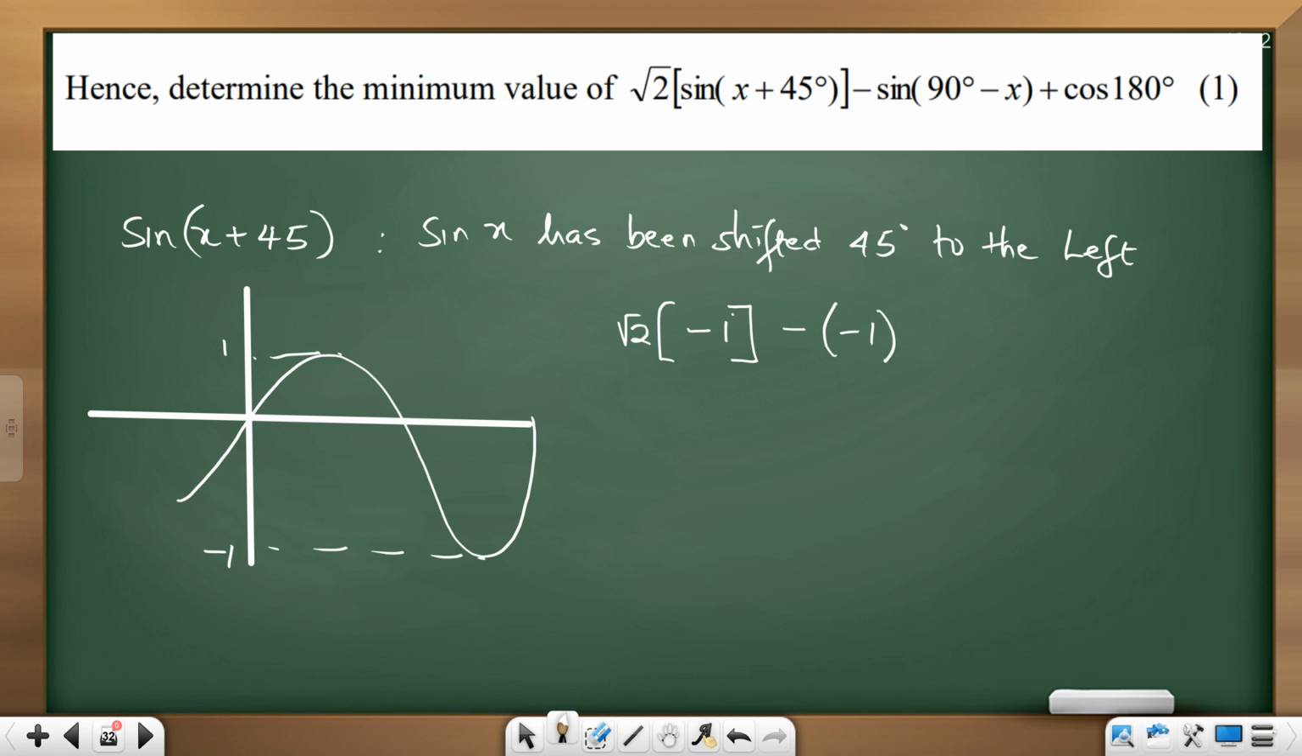What is cos 180? Negative 1. So let's simplify. Let's multiply that. Negative root 2 plus 1 minus 1. What's your answer? Negative root 2. We're done.